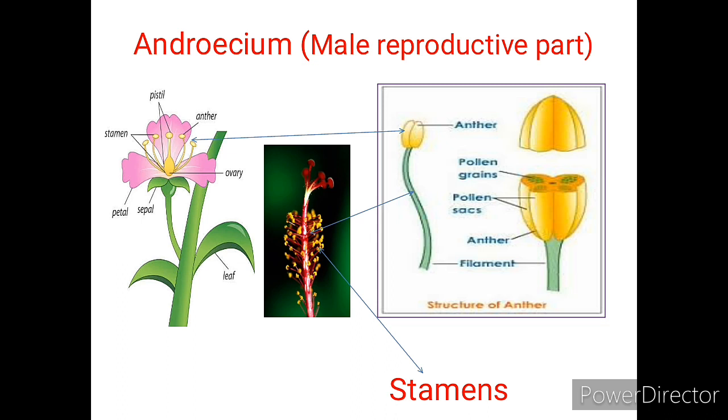The male reproductive cells or gametes are present inside the pollen grain. So you can see in the picture, the small yellow particles are there. They are called pollen grains.